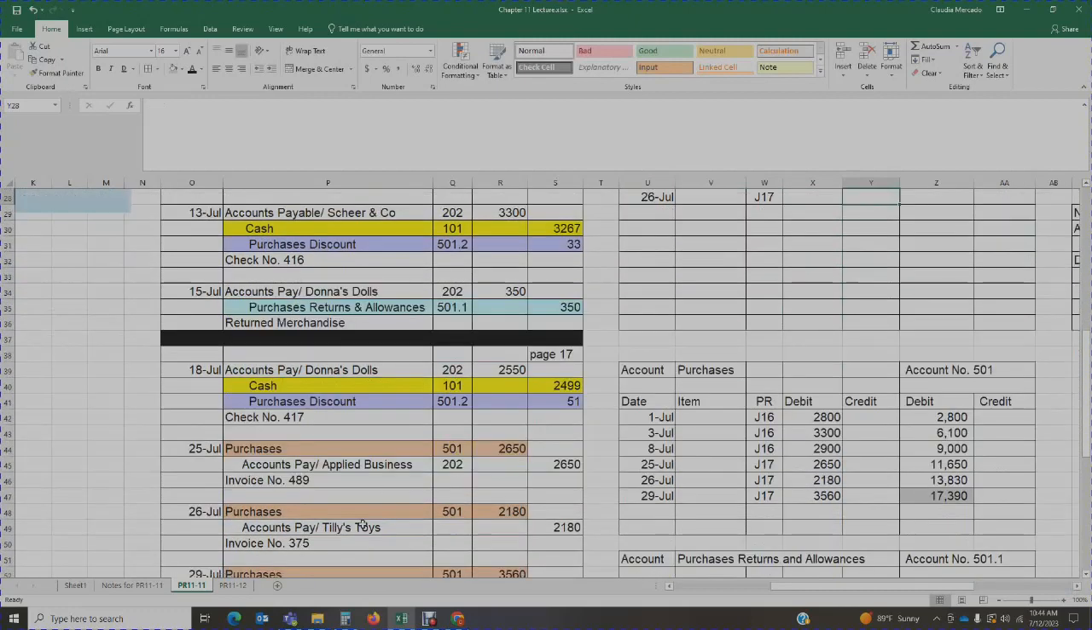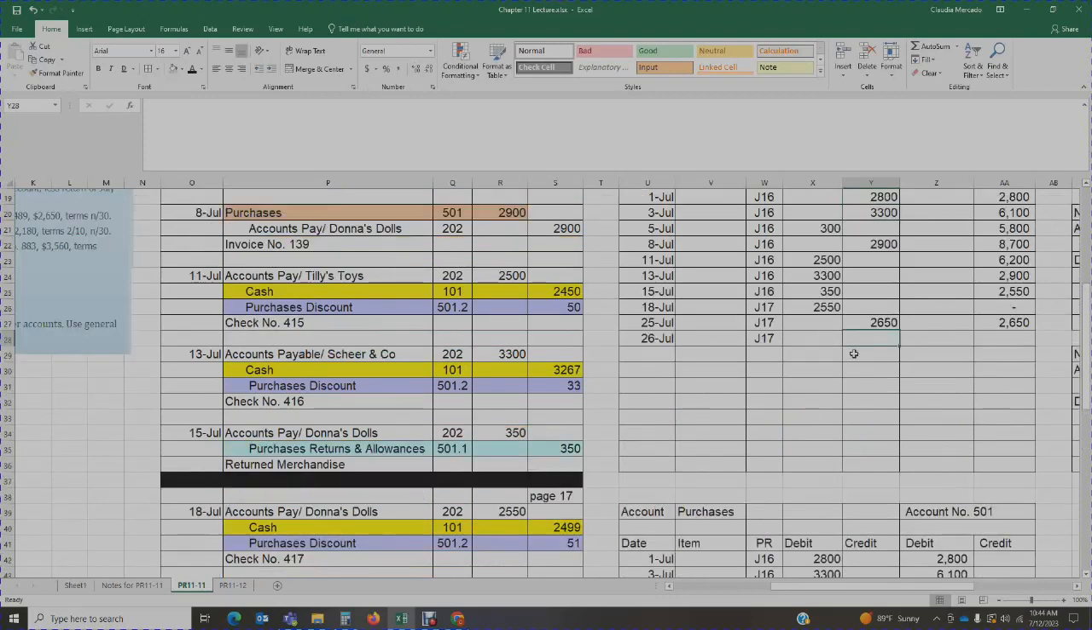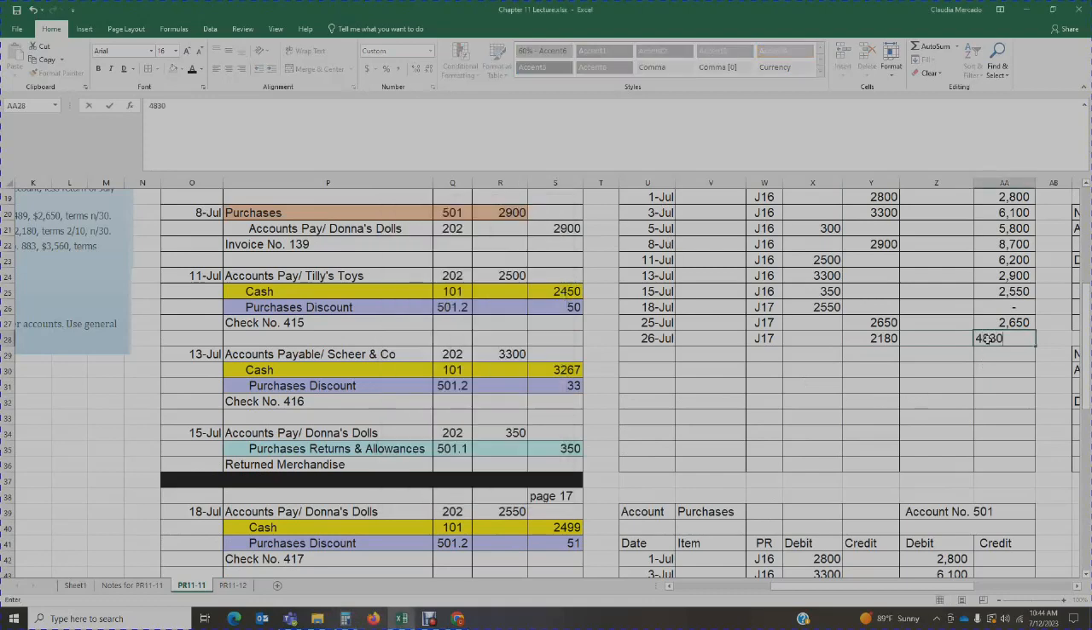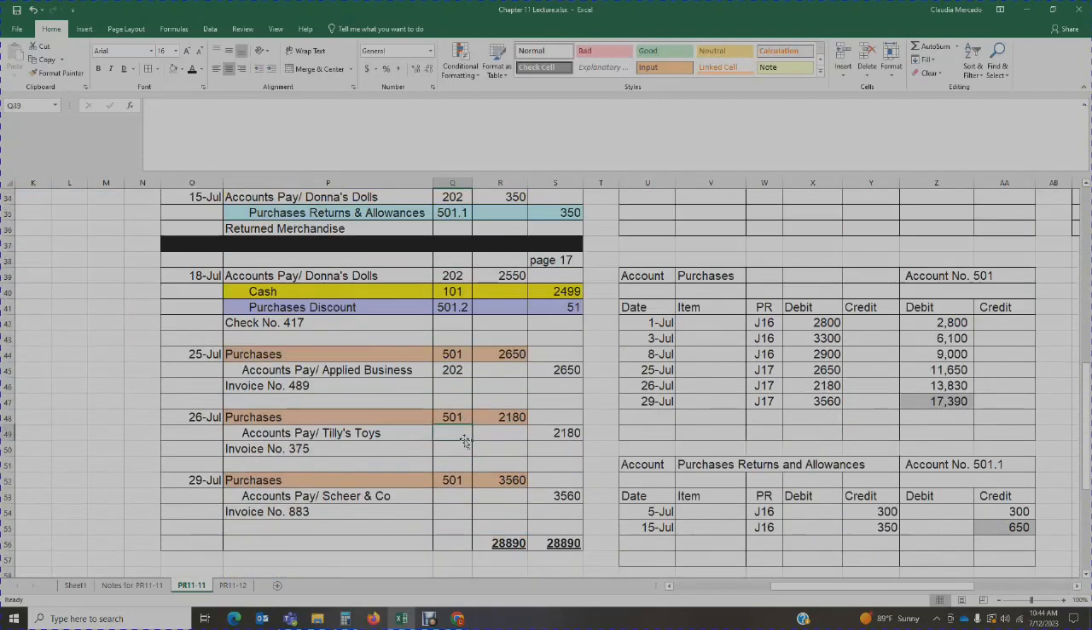So on the 26th, I've got accounts payable credit of $2,180. Okay, so because it's a credit, I'm going to add them. $2,650 plus $2,180. That's going to give me $4,830 credit. Wrong one. It's right here, 202.